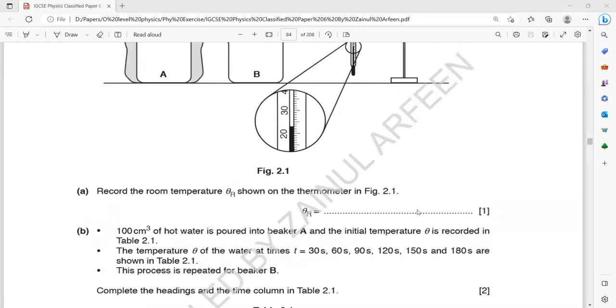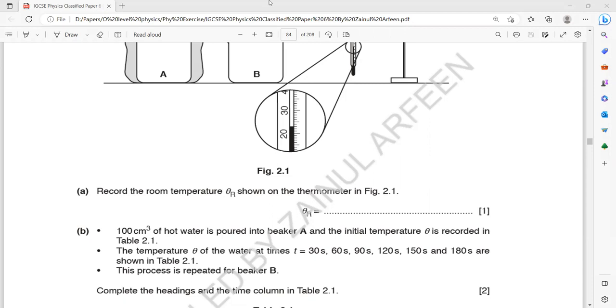Record the room temperature. So what is the room temperature here? You can use the screen. 23. Yeah, so it is 23. That's right. You can use your mic, you can use the screen annotation, or you can also use the chat, whatever is convenient to answer. So 23 degrees. We write 23 degrees.